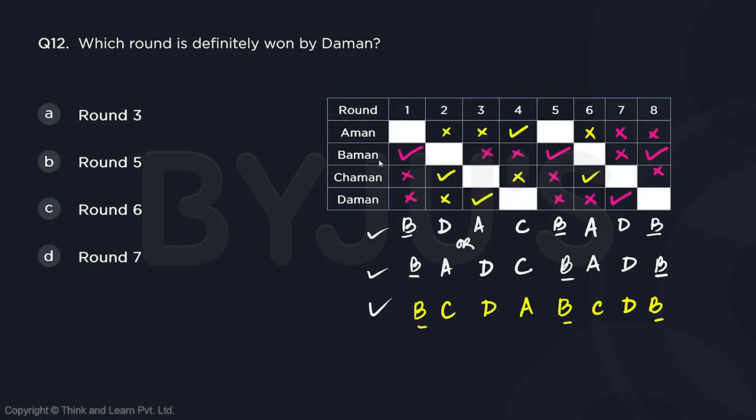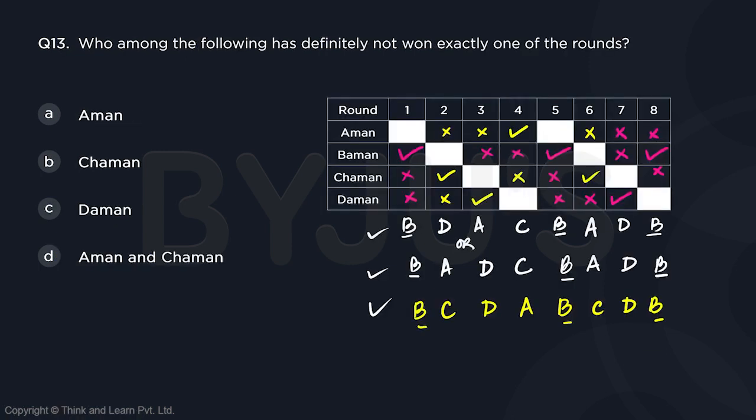Question number 12. Which round is definitely won by Daman? So D definitely wins round number 7, right? No matter which out of the 3 cases we are talking about, round number 7 is definitely won by D. So option D.